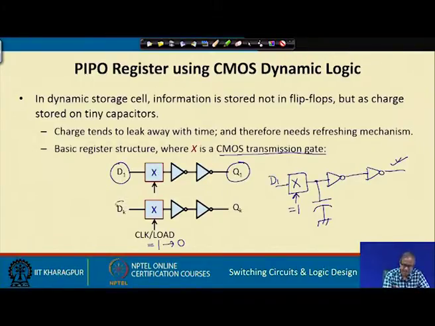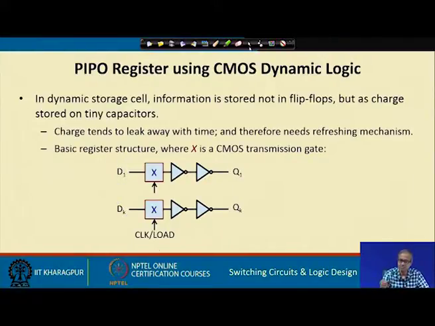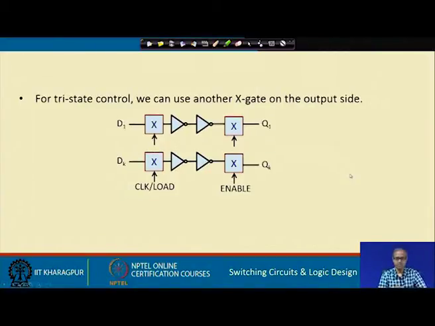So, if you want a k bit register, there will be k such inputs, D1, D2 to Dk. This is a very simple PIPO register using CMOS dynamic logic. Now, if we also want to add tristate control as we had discussed for normal registers earlier, we can add another set of transmission gates on the output side and connect them to enable. So, if enable is 1, then these transmission gates will be enabled and the output of the NOT gate will come to Q1 or Qk, but if it is not enabled, then the outputs will be in the high impedance state.